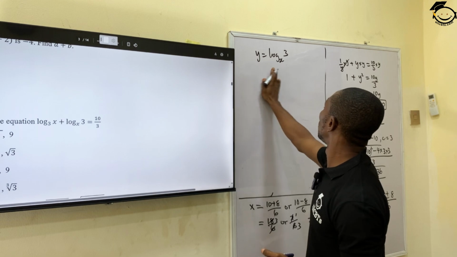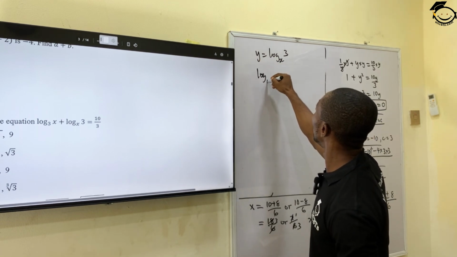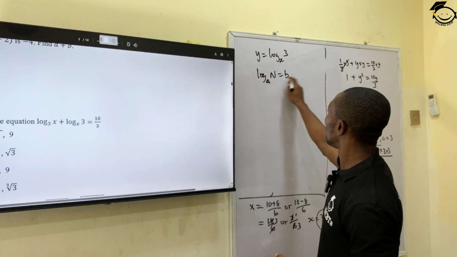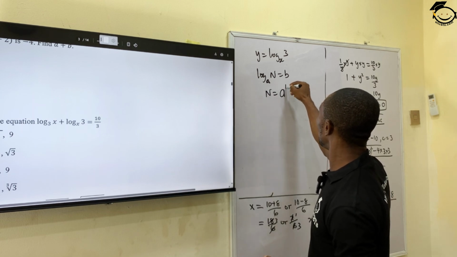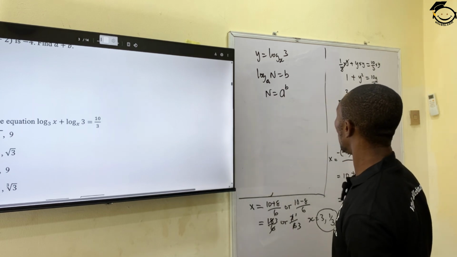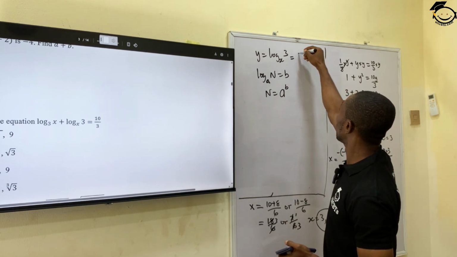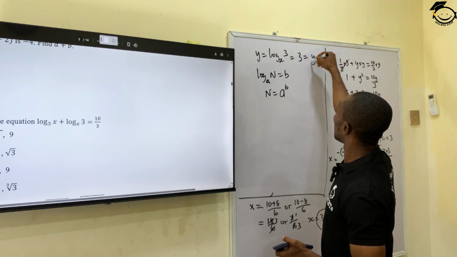X. Remember that if we have log n equals b, this can be rewritten as n equals a raised to power b. So rewriting this, we have 3 equals x raised to power y.